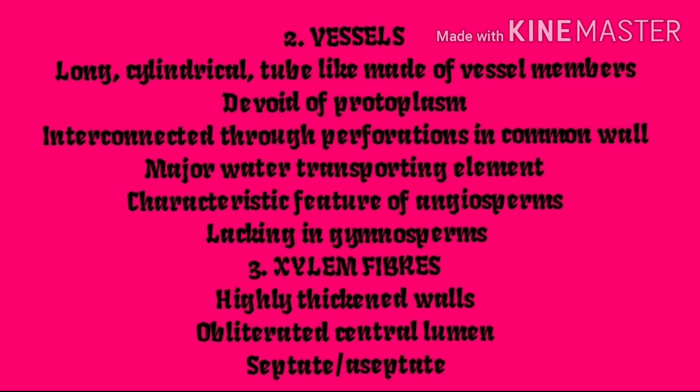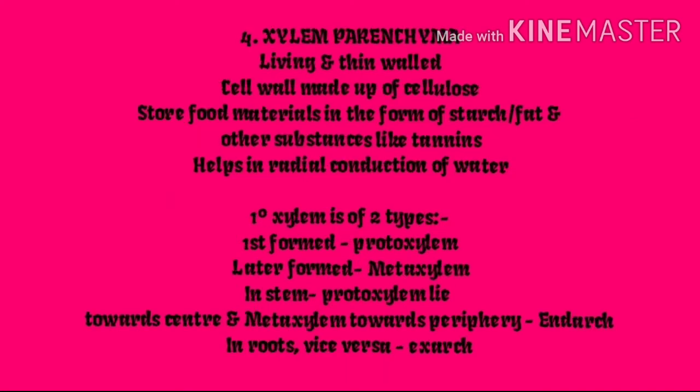The next element is xylem fibers, which have highly thickened walls and obliterated central lumens. They may be either septate or aseptate. The fourth element is xylem parenchyma, which are living cells with thin cellulose walls, and they store food materials in the form of starch and fat and other substances like tannins. The radial conduction of water takes place by the ray parenchymatous cells.